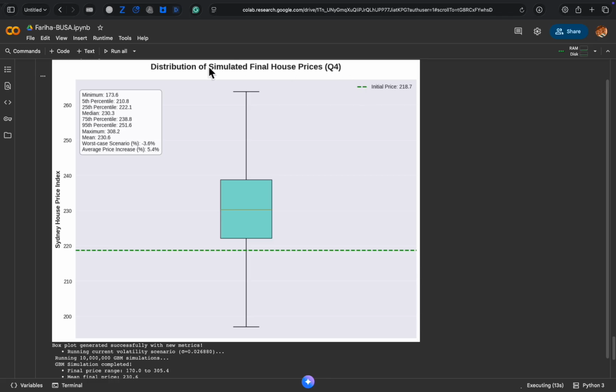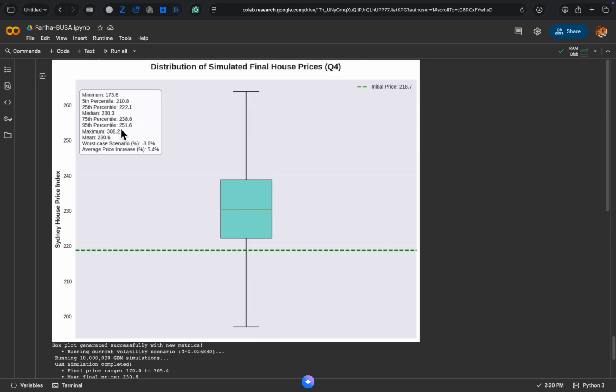Our first graph is this one. This is a distribution of simulated final house prices. The box itself represents the interquartile range, the middle 50% of likely outcomes. The line in the middle of the box is the median and the whiskers extend to show the broader range of possibilities. We can make some key analysis from this.